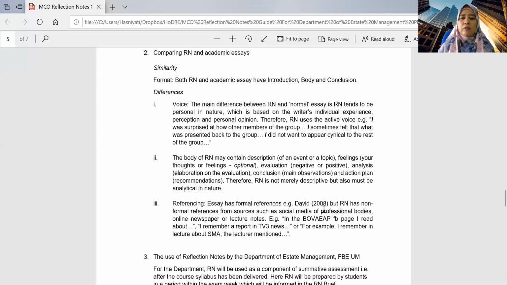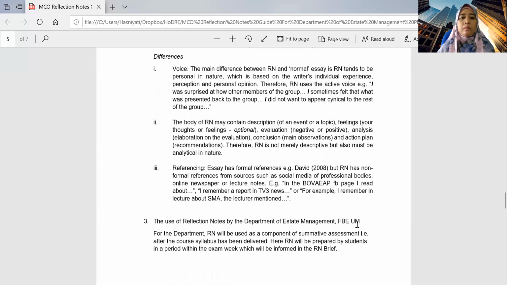You don't use the APA format, which is David 2008, Brown 2010, Brown 2011. You don't use that. It's more informal referencing, but it must be done. References must be included in your reflection notes.